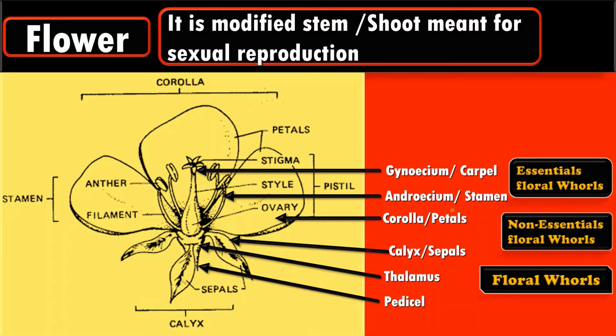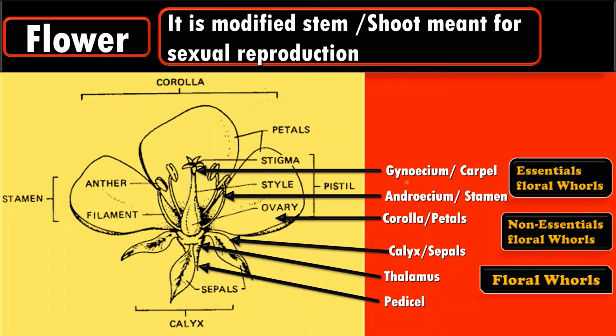Corolla is followed by two essential whorls, namely androecium and gynoecium. Androecium is the third whorl. Their members are called stamens. Each stamen shows lower filament and upper anther. Stamen produce pollens which in turn produces male gametes.